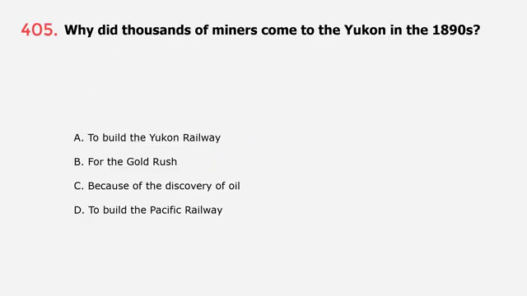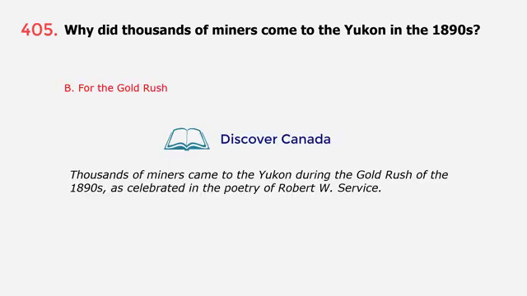Question 405. Why did thousands of miners come to the Yukon in the 1890s? A. To build the Yukon Railway. B. For the gold rush. C. Because of the discovery of oil. D. To build the Pacific Railway. The answer is B. For the gold rush.